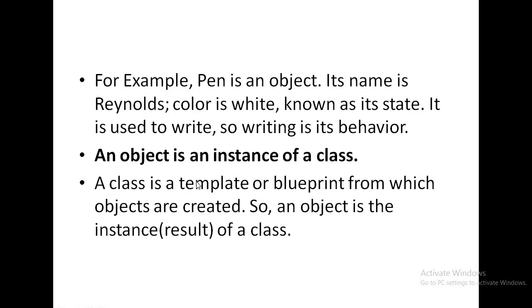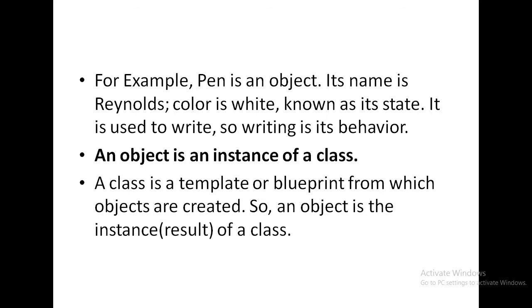Okay, and what is a class? Class is nothing but a template or blueprint from which objects are created. You can say that class is a demo from which objects are created. There is no physical existence of an object without the class. If there is a class, that class has some objects. So an object is nothing but an instance of a class, the result of the class. If there exists a class, then from that class different types of objects are created.